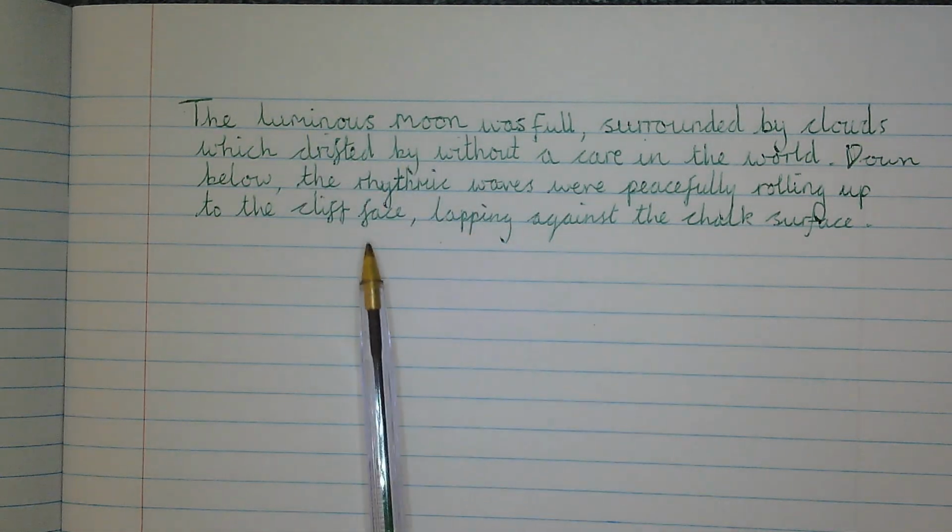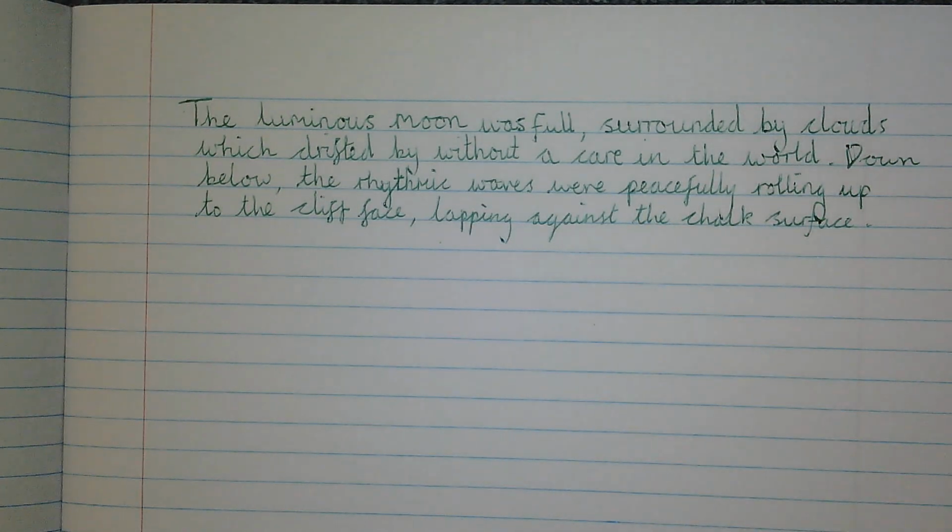Just in those first two sentences, I've definitely got expanded noun phrases because I've got luminous moon, I had the rhythmic waves, peacefully rolling up to the cliff face. But I'm not just using expanded noun phrases, children. Number one, I'm making sure it's cohesive and it flows. And number two, I'm making sure that I'm using other grammatical skills that we've looked at this year. So I'll do one more sentence.